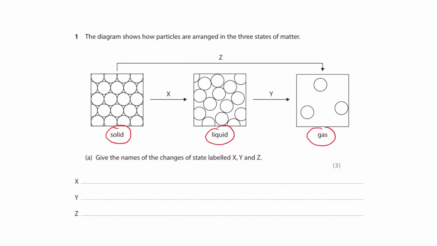So we can see that in X, it's simply a solid turned into a liquid. A solid turns to liquid. We know what that process is. It's called melting.